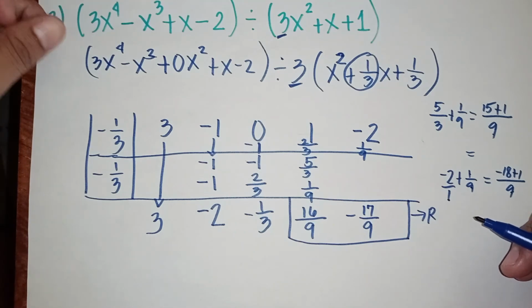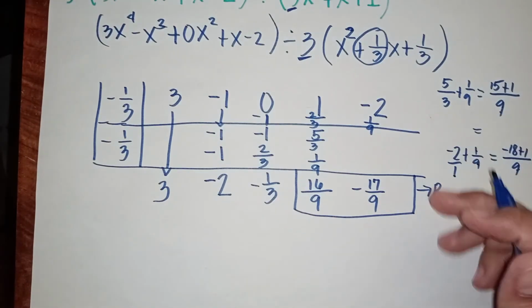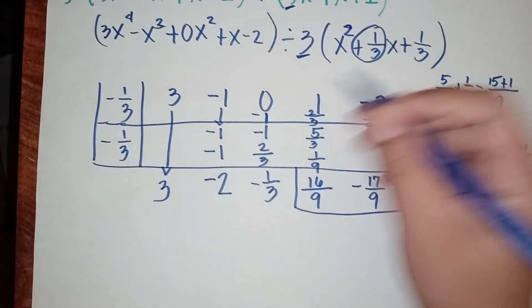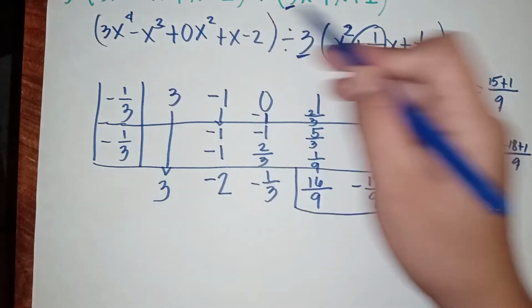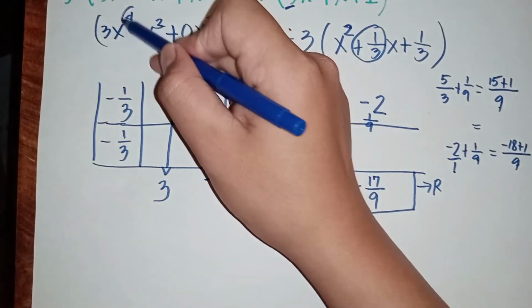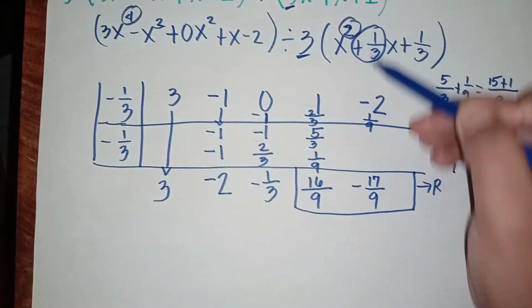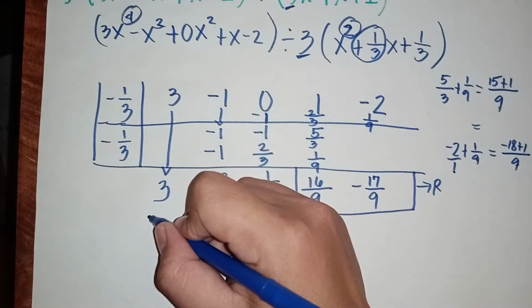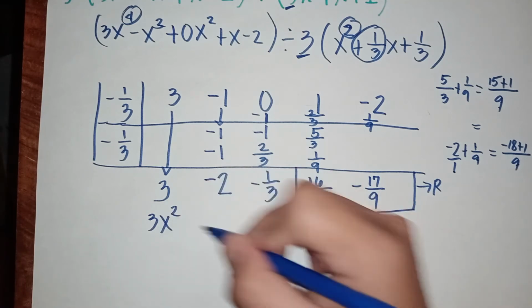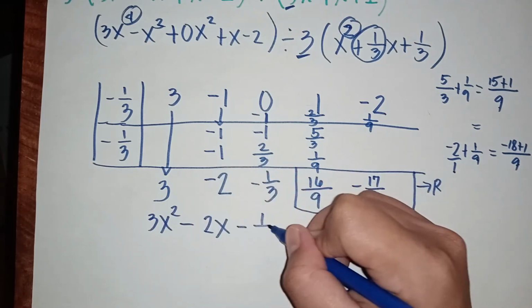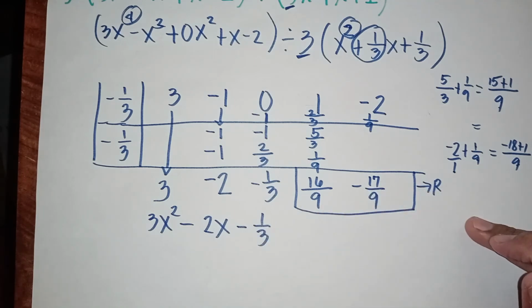Okay? So, ano na ba yung quotient natin? Yung quotient natin mga boss is, this is, so, degree of the dividend minus the degree of the divisor, that is the degree of our quotient. So, the degree is 4. The degree of the divisor is 2. So, 4 minus 2 is 2. Tama mga boss. So, this is equal to 3x squared minus 2x minus 1/3.